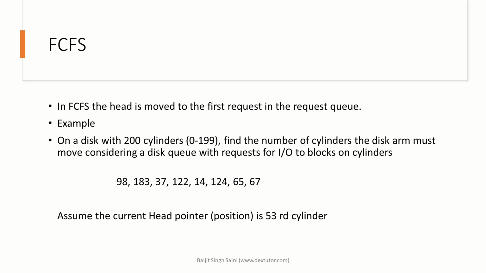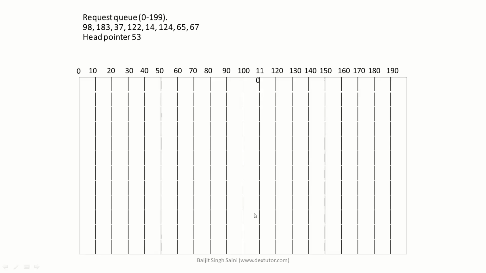In FCFS, that is first come first serve, we start from the first request. The head is moved to the first request in the request queue. Example: on a disk with 200 cylinders from 0 to 199, find the number of cylinders the disk arm must move, considering a disk queue with requests for input-output to blocks on cylinders 98, 193, 37, 122, 14, 124, 65, 67. Assume the current head pointer is at cylinder 53.